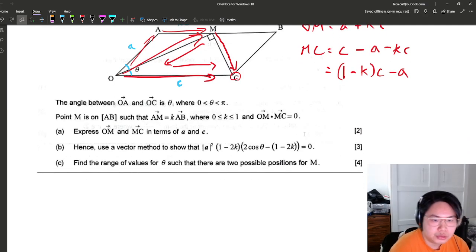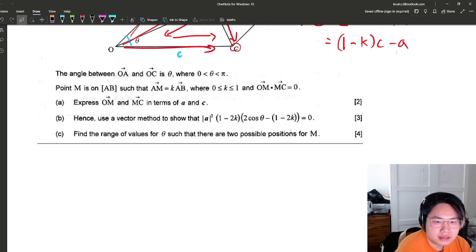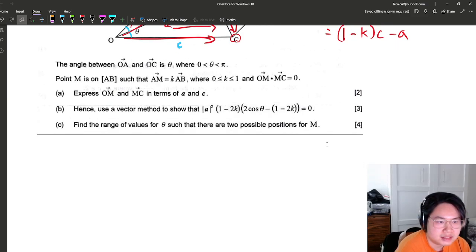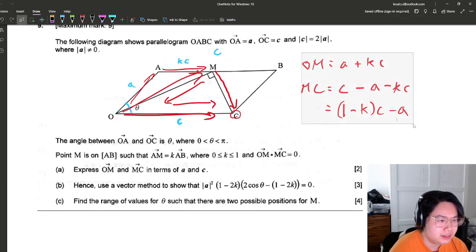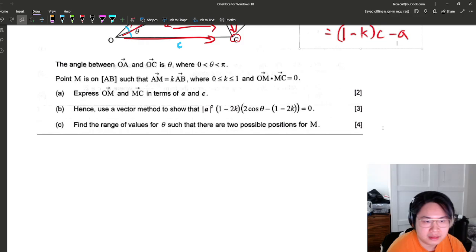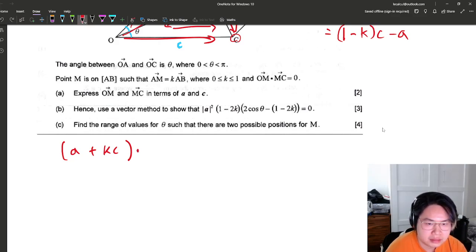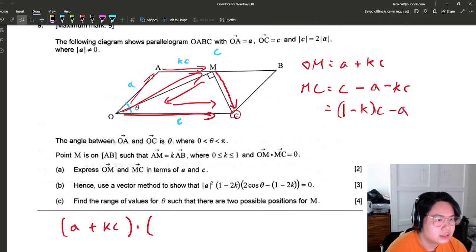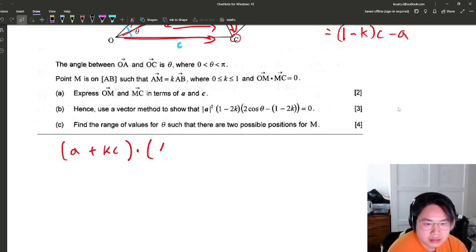Okay, 2 marks. Hence, use the vector method to show this is equal to 0. Well, the only thing you know is equal to 0 is the scalar product of these two, the dot product. So I'll do that. So a plus kc dotted with this one, (1 minus k)c, I think this was, right?